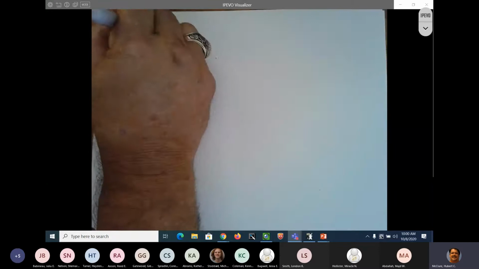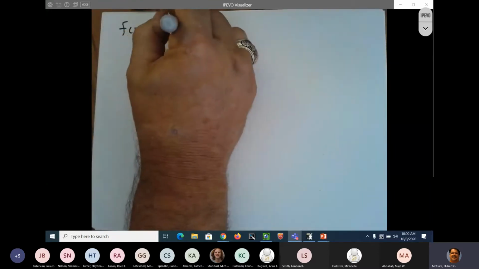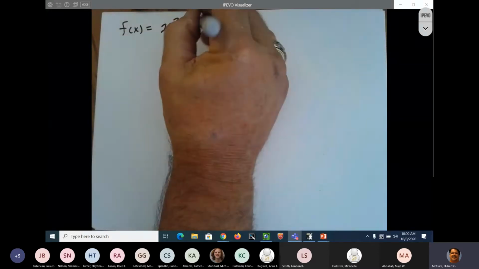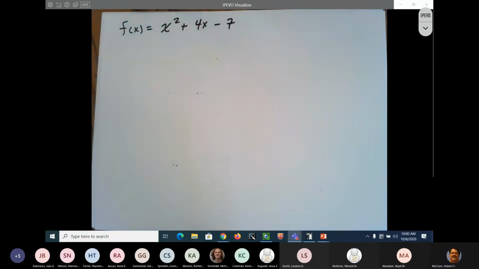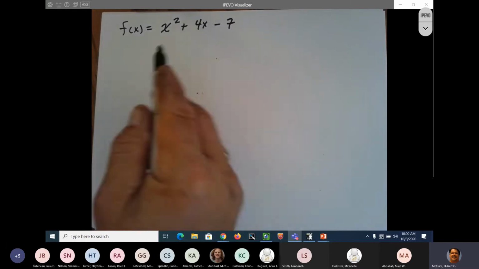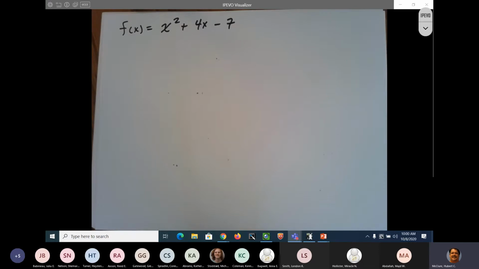They'll start you off with a problem like this. F of x is equal to x squared plus 4x minus 7. And they'll say, find the solution, sketch the graph, what is the y-intercept, what are the x-intercepts, what is the vertex, put in vertex form, all of this stuff. I'm going to show you all of this. But this is about a level 1. It's very simple. This is the easiest of the levels.